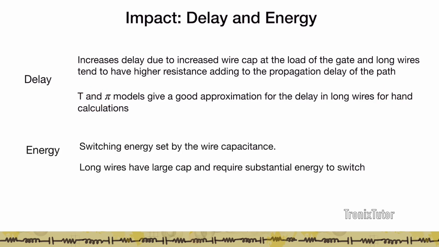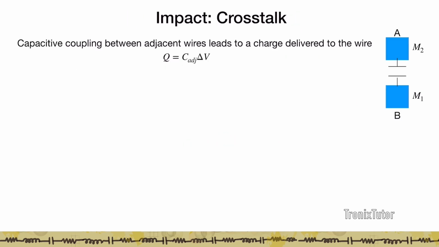Now the energy is set essentially by the wire capacitance. So when we have long wires or a lot of interconnect, that entire capacitance will need to switch as your signals travel across the wire, and so every time you switch those capacitances, you're going to be burning power in the system. Now another problem with capacitance in wires tends to be crosstalk.